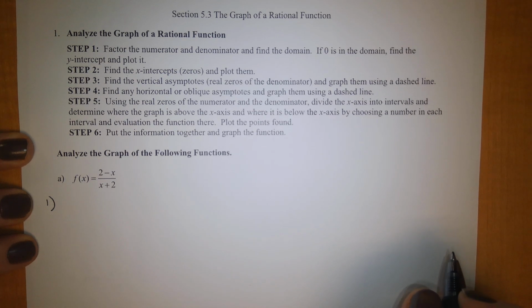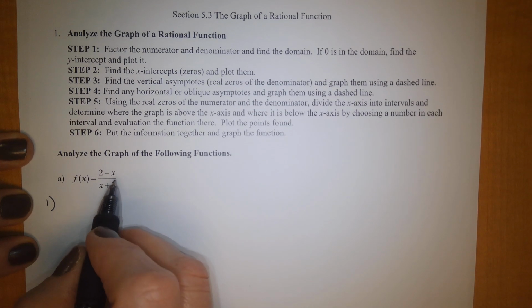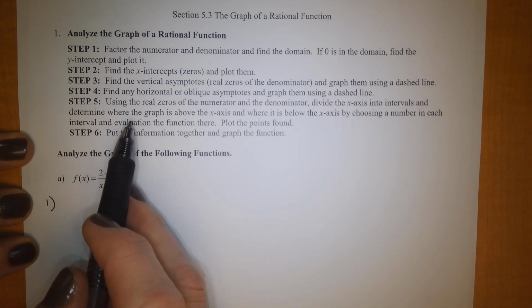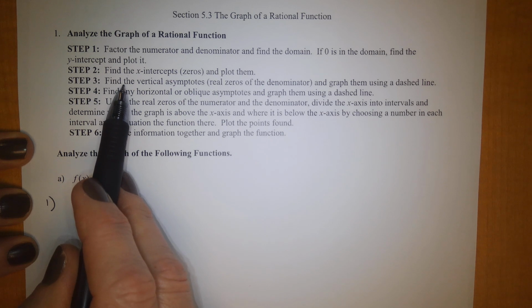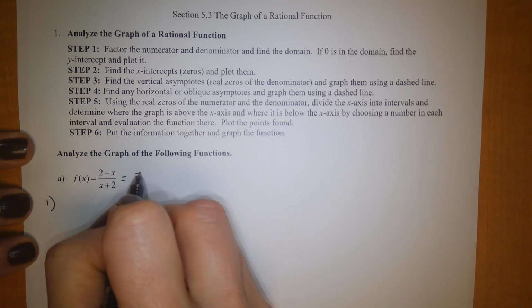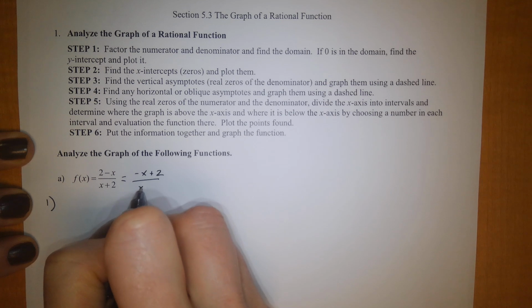Step 1, factor. The numerator and the denominator are already fully factored. They're as simple as you can be. However, we want to try to put these into reduced form, which I will want to do by the time I get to step 3. But if I rearrange these, I can put x in front and x plus 2 on the bottom.